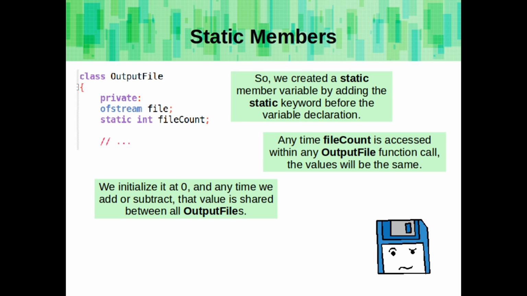So, we created a static member variable by adding the static keyword before the variable declaration. Anytime the file count is accessed within any output file function call, the values will be the same. We initialize it at 0, and anytime we add or subtract, that value is shared between all output files.